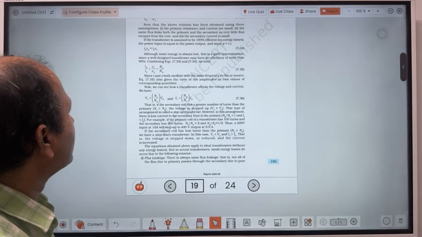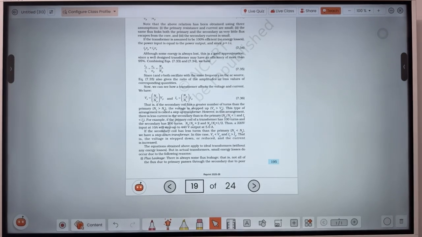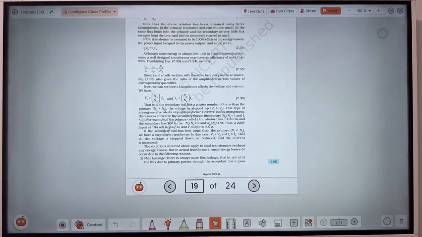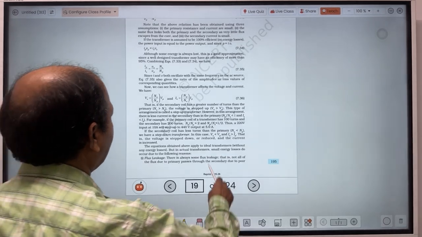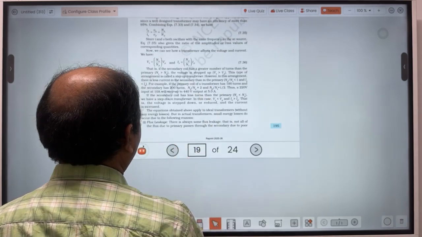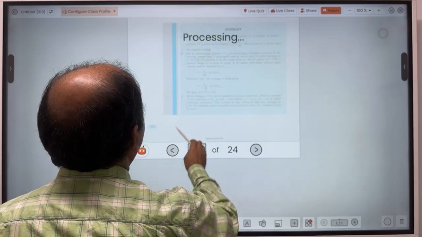And step down, step up transformers also we have studied, in which if the number of turns in secondary are greater than the number of turns in primary, then we say that the transformer is step up, and if secondary turns are less than primary turns, then it will be step down. And then there are different types of losses in case of transformer, like flux leakage. So let's read these points in detail.